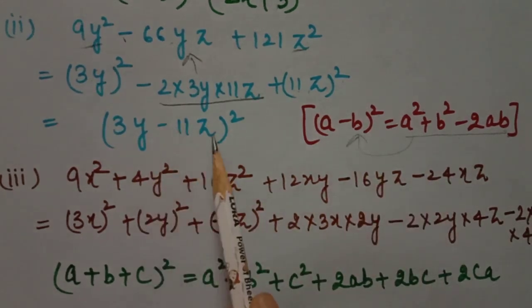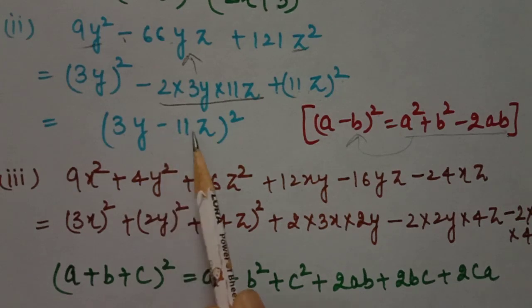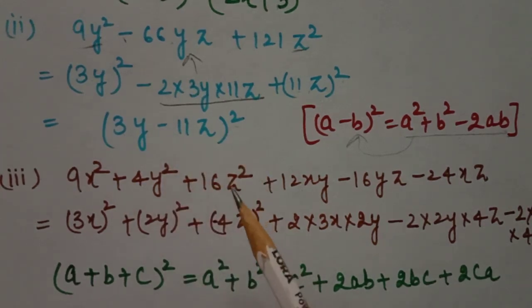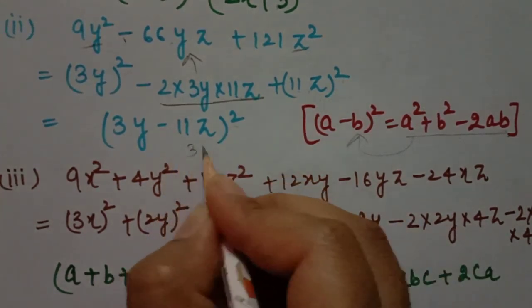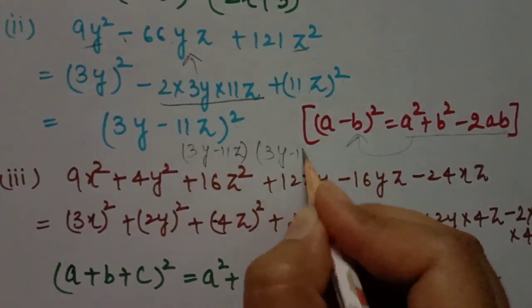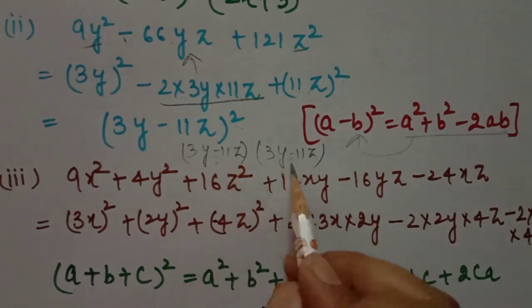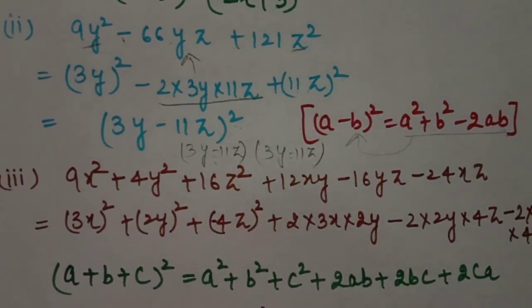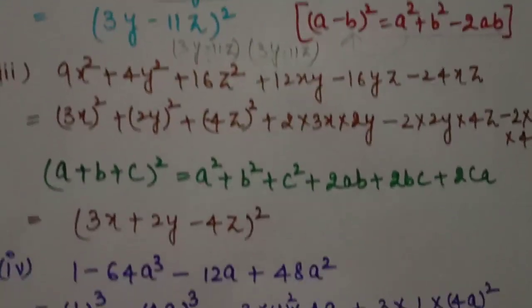So (a minus b) whole square, so (3y minus 11z) whole square. Now the question is we have to factorize. So it is (3y minus 11z) and (3y minus 11z); whole square means multiply by itself. These two are the factors of this given expression.